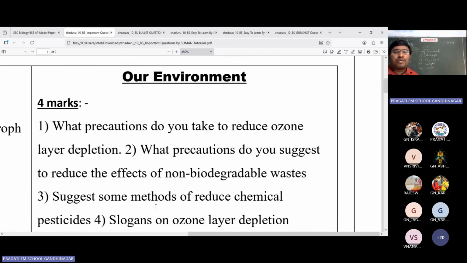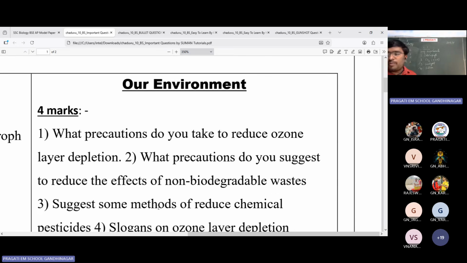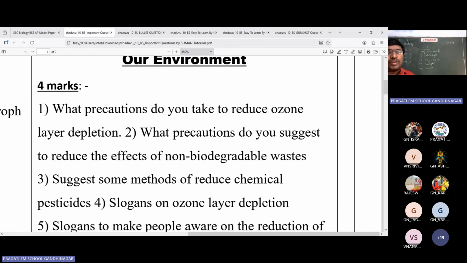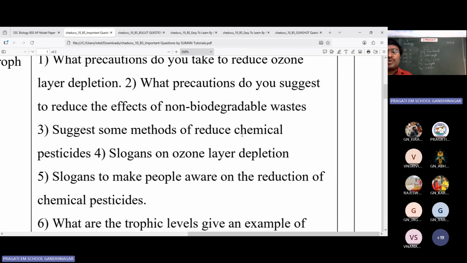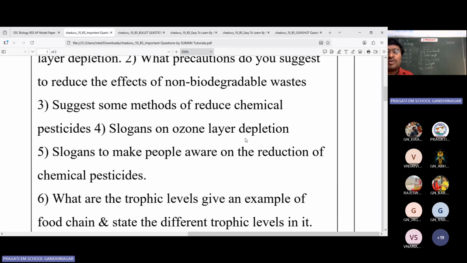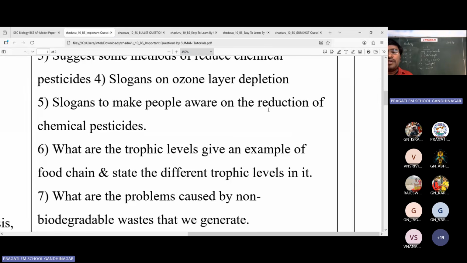Our environment, 4-mark questions. What precautions do you take to reduce ozone layer depletion? Precautions you have to write. And then, what precautions do you suggest to reduce the effect of non-biodegradable waste? We already read this question. These all questions we read. See, third one, suggest some methods to reduce the use of chemical pesticides. And fourth one, slogans on ozone layer depletion.